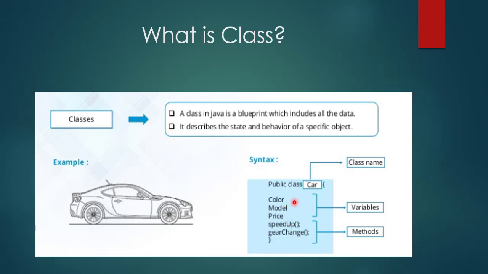Okay, if you want to create variables, this is the syntax of creating variables. You just have to mention the variable name. Okay, and if you want to create a method, and we know that the methods represent the behavior, so the behavior you have to write as speed up and then the parenthesis and semicolon. Okay, this is the syntax of creating methods within the class.